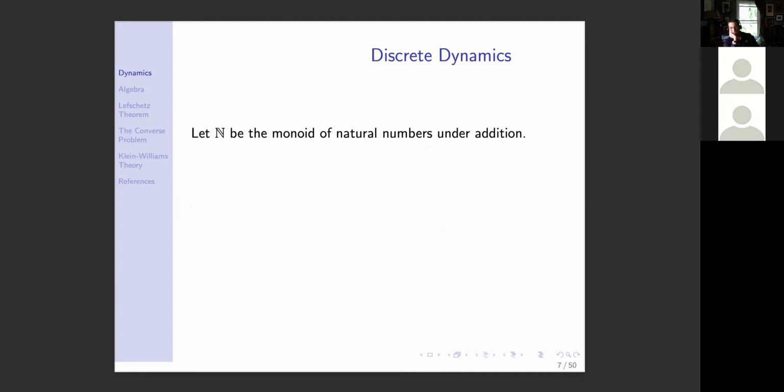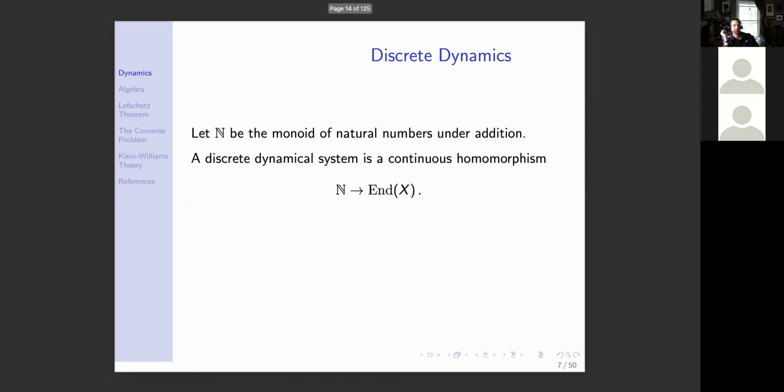Now there is another kind of dynamics which is also studied, called discrete dynamics. What we just talked about is continuous dynamics. Now we look at the monoid of natural numbers under addition. A discrete dynamical system is a continuous homomorphism from the natural numbers, rather than the non-negative reals, to the endomorphisms of a space. But additively, the natural numbers are generated by the number 1, and the value at 1 of the homomorphism is a self-map of X. Let's call it f. So we can think of discrete dynamics as studying self-maps of X.